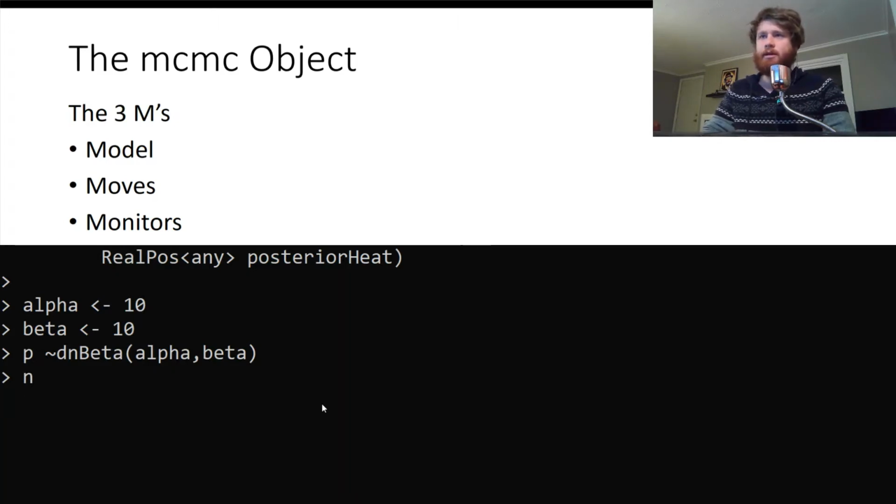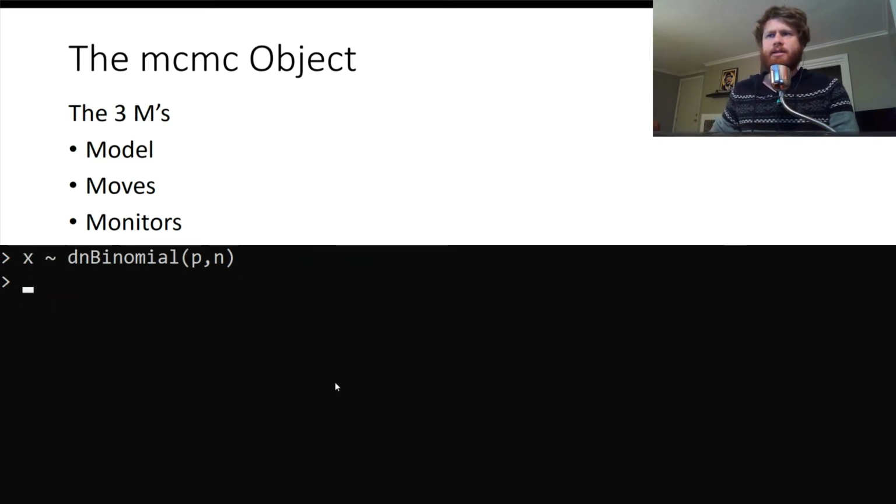And then we said that we flipped the coin 10 times, each time we recorded the number of heads. And then we said that x was the number of heads that we recorded, and that came from a binomial distribution with parameters p and n. And we can see that x has, in this case, a value 7.